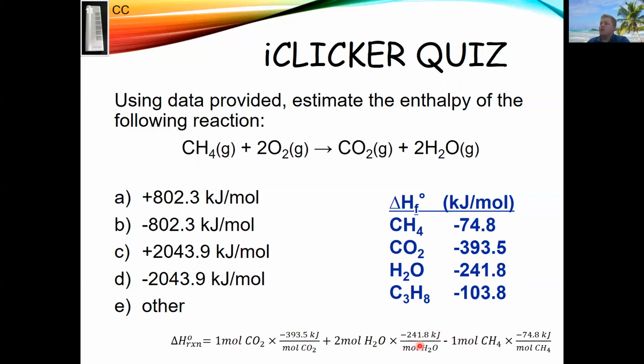And then we're going to have to subtract the delta H of formation of our reactants. So we'll start with CH4. We got a 1 in front of that. So 1 times negative 74.8. And then, of course, the delta H of formation for O2 is going to be 0 because it's a pure element in its standard state. We work out all that math, and we find that burning CH4 gives off 802.3 kilojoules of energy per mole.